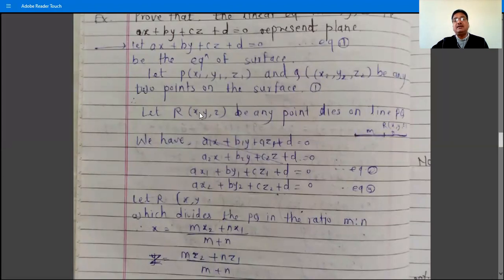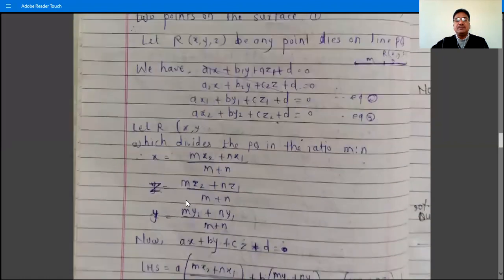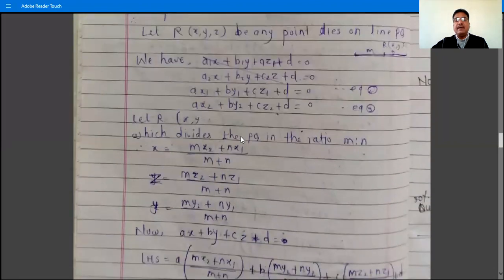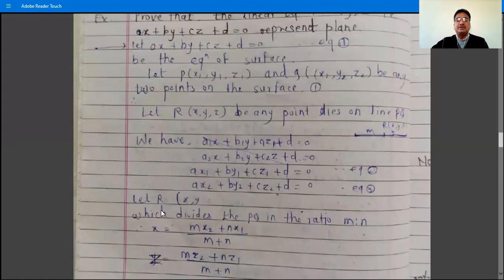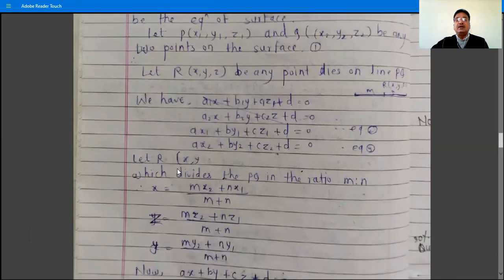Then write that let R be any point on the line PQ. Suppose R divides the line PQ in the ratio m is to l. After this statement, write the statement that R divides the line PQ in the ratio m is to l. So write this line: R divides in this ratio. This point is P.